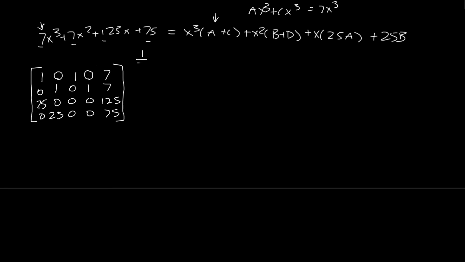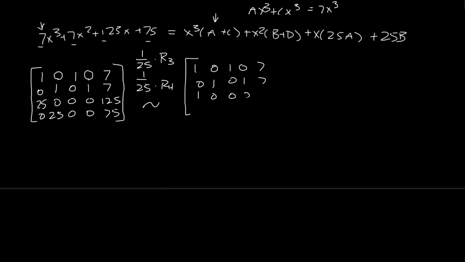So I'm going to do 1 over 25 times row 3, and I'm going to do the same thing to row 4. So 1 over 25 times row 4. And now I'm saying that this matrix is equivalent, and that's what that means here, is equivalent to the following. So 1, 0, 1, 0, 7, 0, 1, 0, 1, 7, and then we have 25 times 1 over 25, which is 1. These zeros wouldn't be affected. And then 125 over 25 is 5.